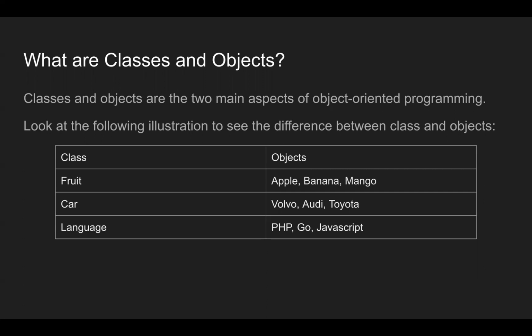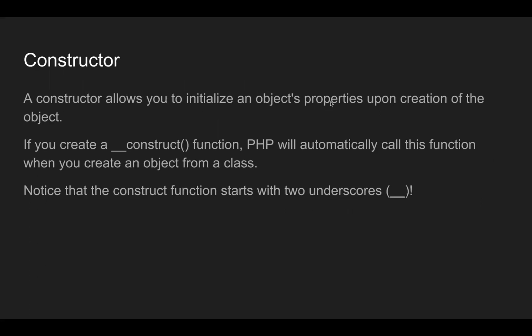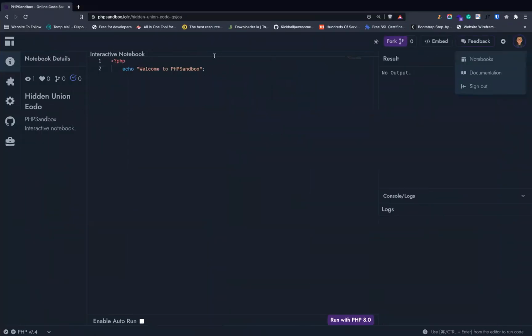So let's go to the next stage where we talk a bit more about classes and objects. I'll briefly explain more on how we write a class. Then I'll come to the constructor. So let's just go in and play with a little bit of OOP.